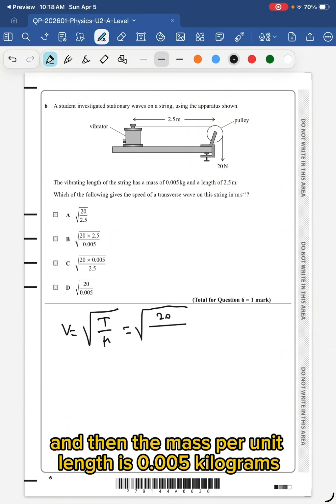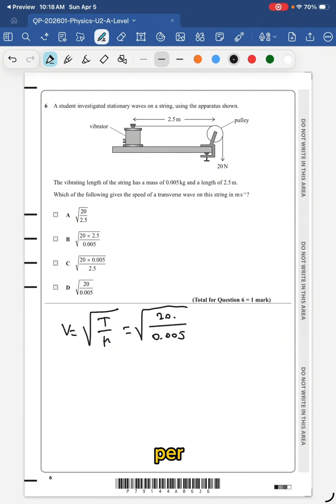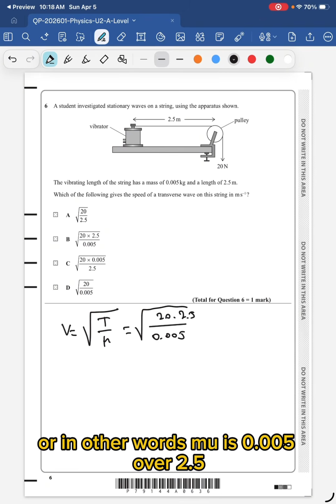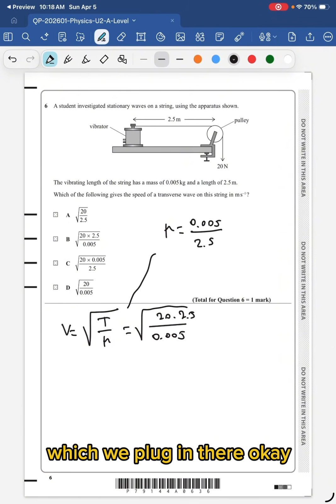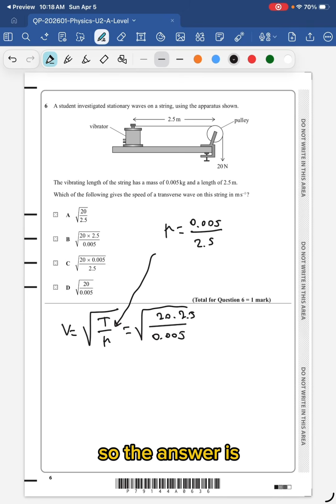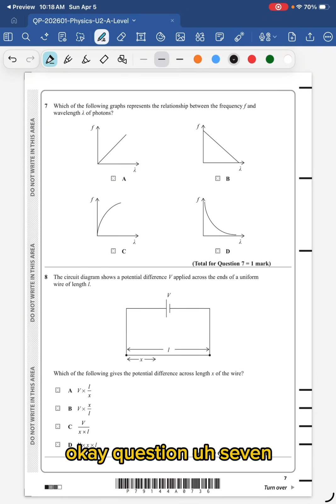And then the mass per unit length is 0.005 kilograms per 2.5 meters, okay? Or in other words, mu is 0.005 over 2.5, which we plug in there. So the answer is, which one is it? Option B. Question 7.